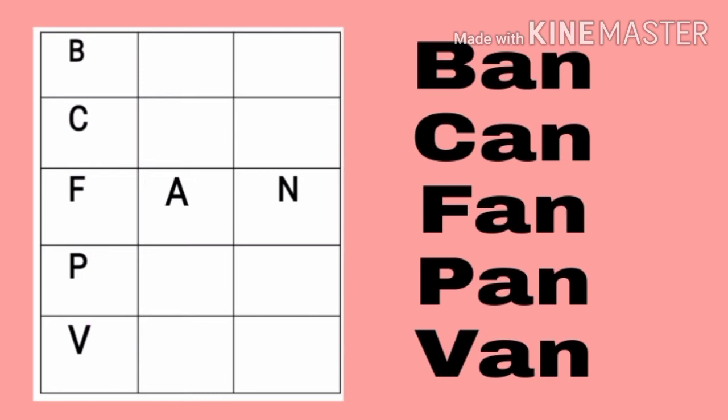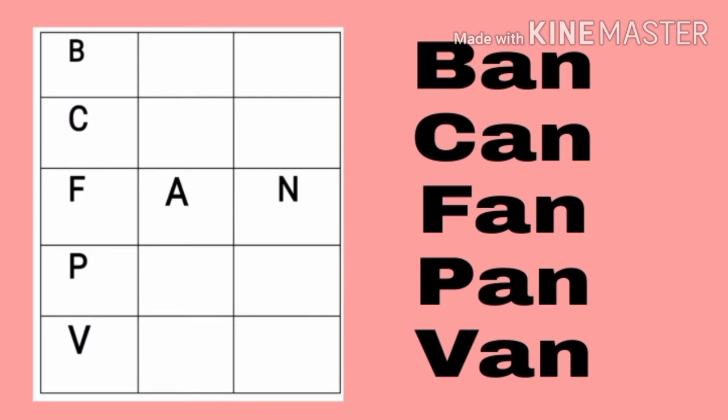Then F phonic sound is F. A phonic sound is A, and N phonic sound is Na. So student, F-A-N, fan. Which word form from F-A-N? Fan. Okay. So next alphabet is P, and P's phonic sound is P.